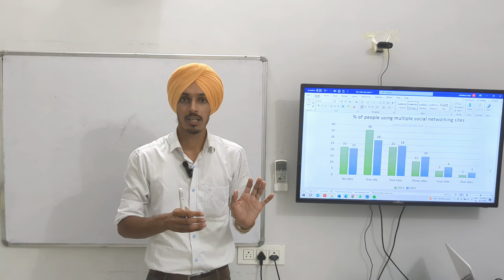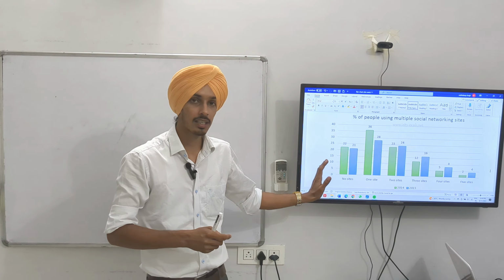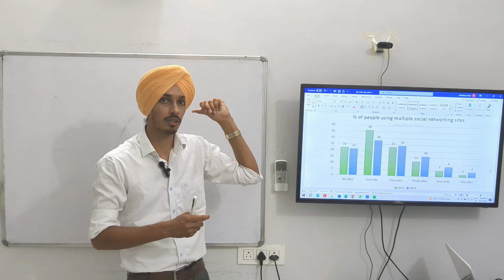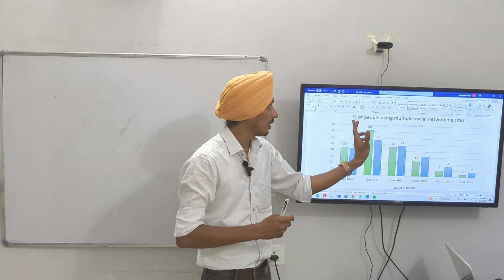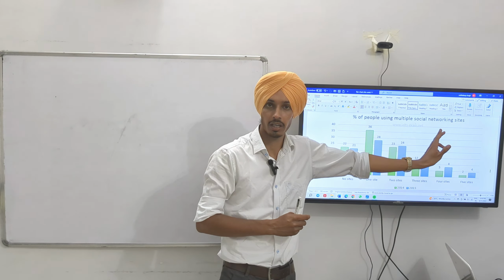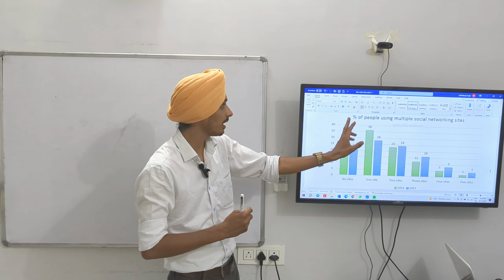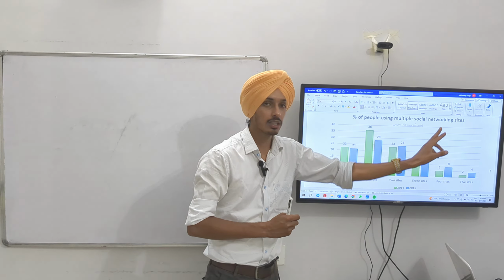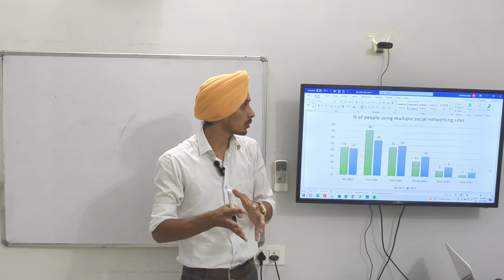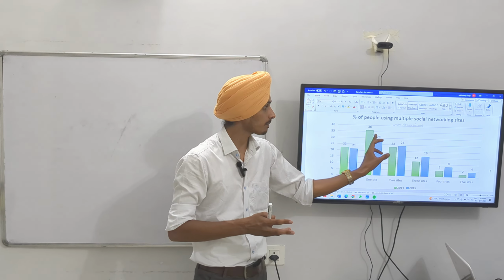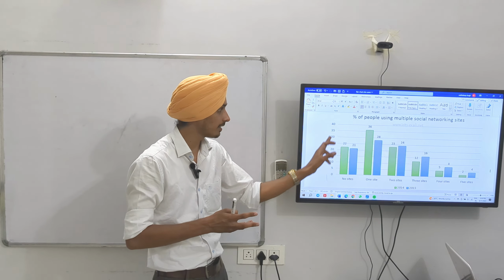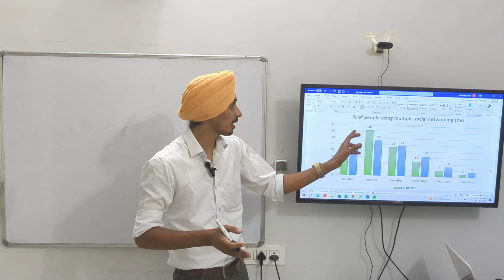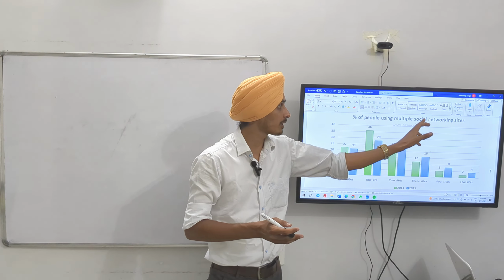Here is the bar chart. So let me introduce to you this bar chart. This bar chart is same for the statement that we wrote on the board. So first you will see a short statement over here. So I will read it for you. Don't worry. It says percentage of people using multiple social networking sites. Bar chart shows the percentage of people. The people were of Canada. Okay, percentage of Canadians using multiple social networking sites.